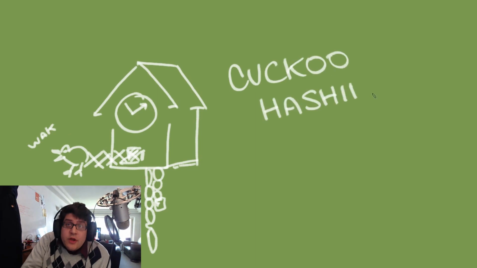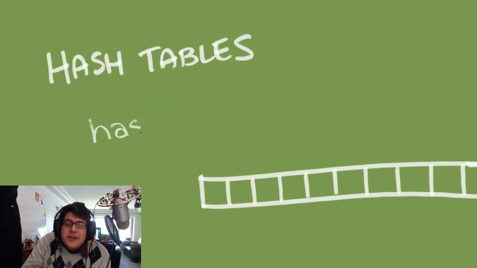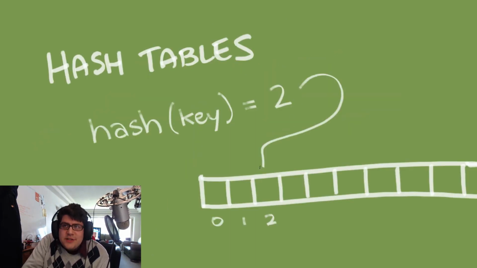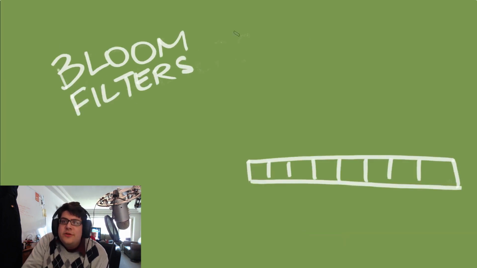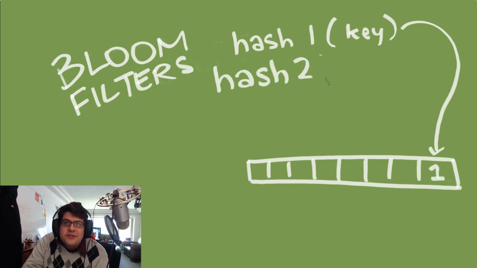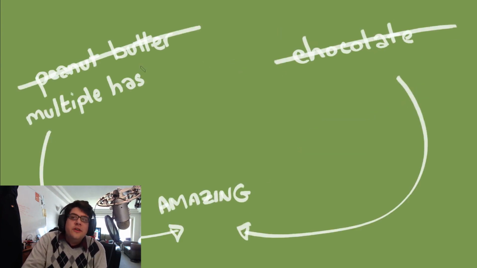Cuckoo hashing. Recently, we've talked about hash tables. That's a simple data structure where you use the hashed value of a key as the index location in an array, and Bloom filters, where you use multiple hash functions to reduce collisions in a bit array. Now let's combine those techniques in a data structure called the Cuckoo Hash.